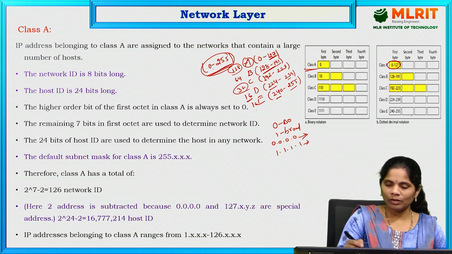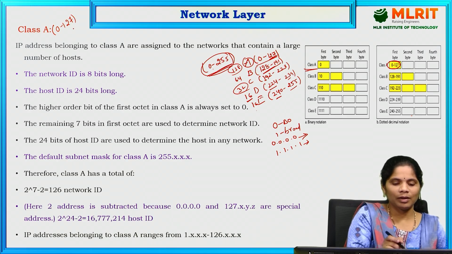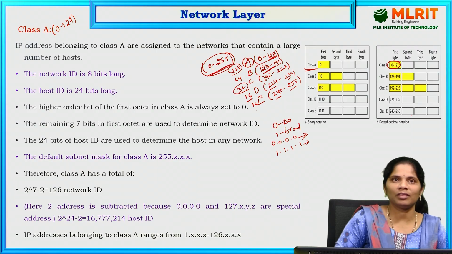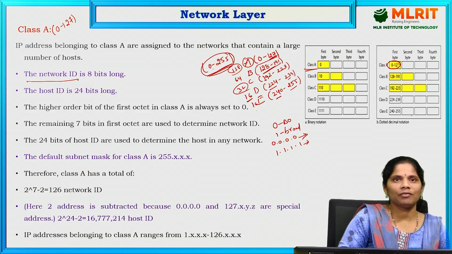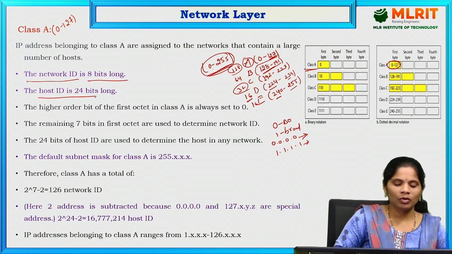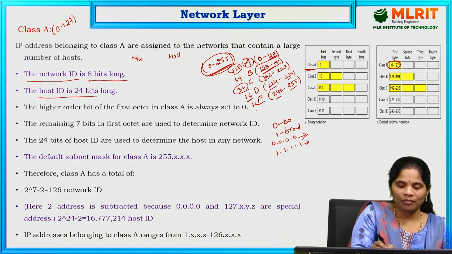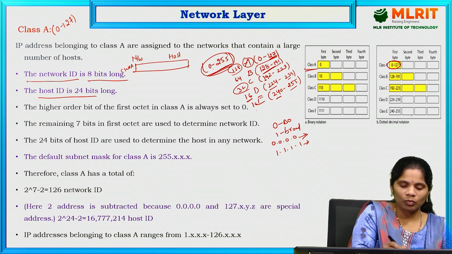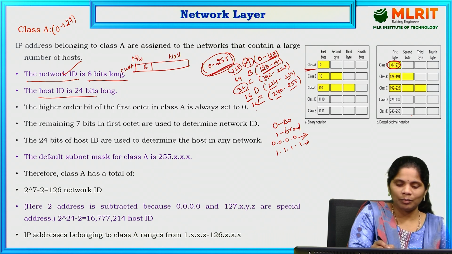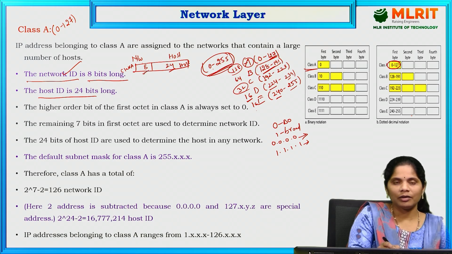So the class A range is 0 to 127. IP addresses belonging to class A are assigned to networks with a large number of hosts. The network ID is 8 bits long and the host ID is 24 bits. We already said there is a network ID part and a host ID part. Of the four parts, class A uses only 8 bits for the network ID, and the remaining 24 bits are allocated for the host.